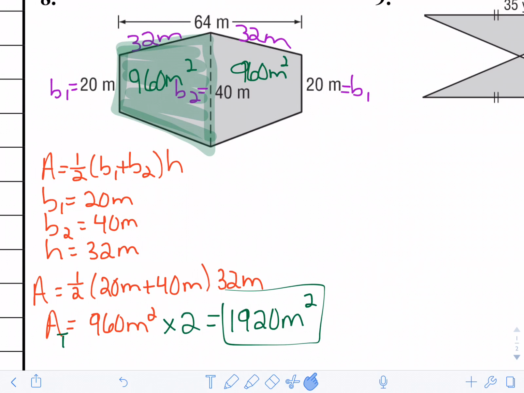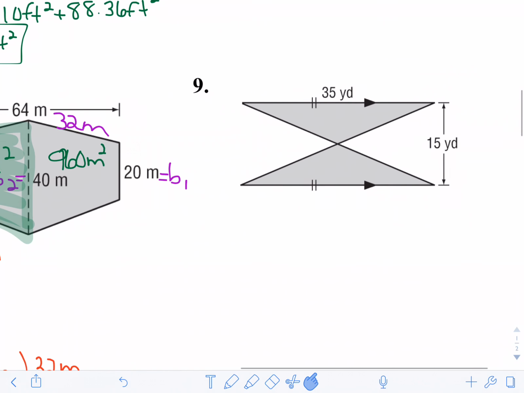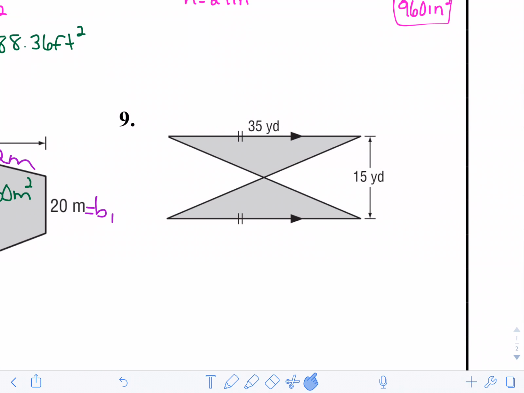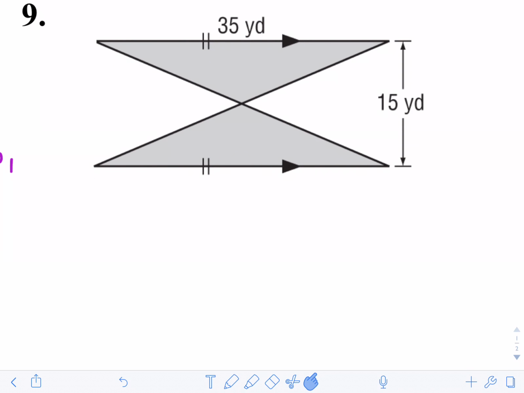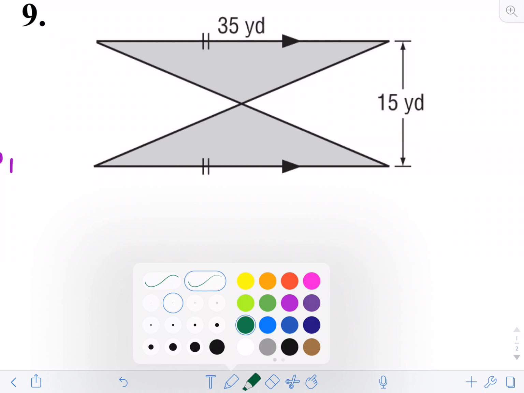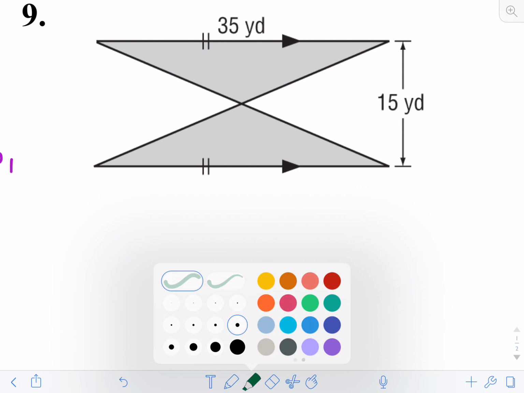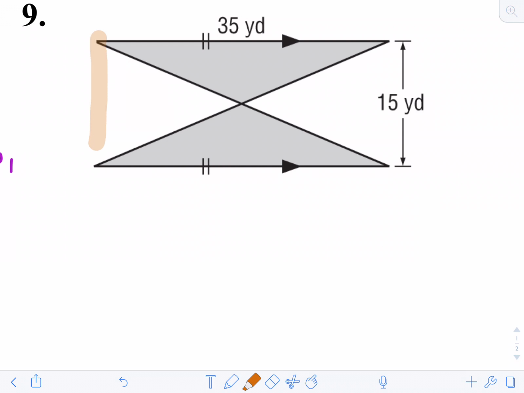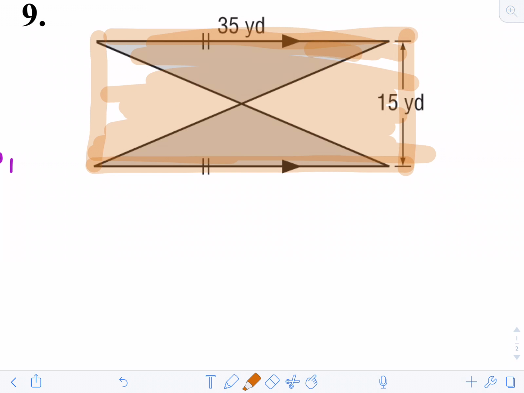Okay, last one that I'm going to do over here. There's a couple of different ways you can do this problem. The way that I'm going to do it is kind of like the area of a rectangle. So I'm going to get this whole piece here. That's the way my brain sees this, and like I said, there are different ways you can do this. I see this whole thing as the area of a rectangle. So the first thing I'm going to do is find the area of this whole rectangle.